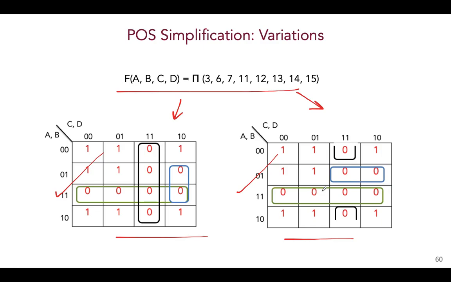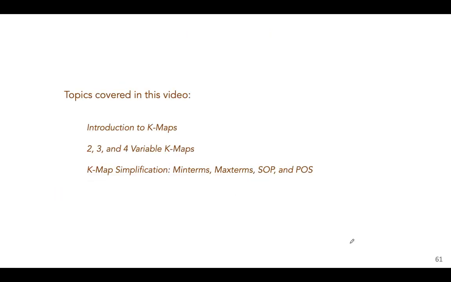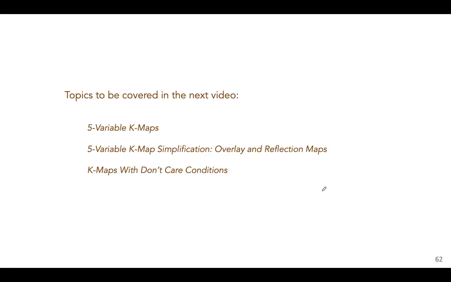All right. So that's it for this video. Just a quick recap. So far we have looked at an introduction to K-maps. We have talked about 2, 3 and 4 variable K-maps, and we've talked about K-map simplification. And in that specific topic we talked about min terms, max terms, and we learned about sum of product form and product of sum form, and we discussed how to simplify K-maps in both SOP and POS forms.